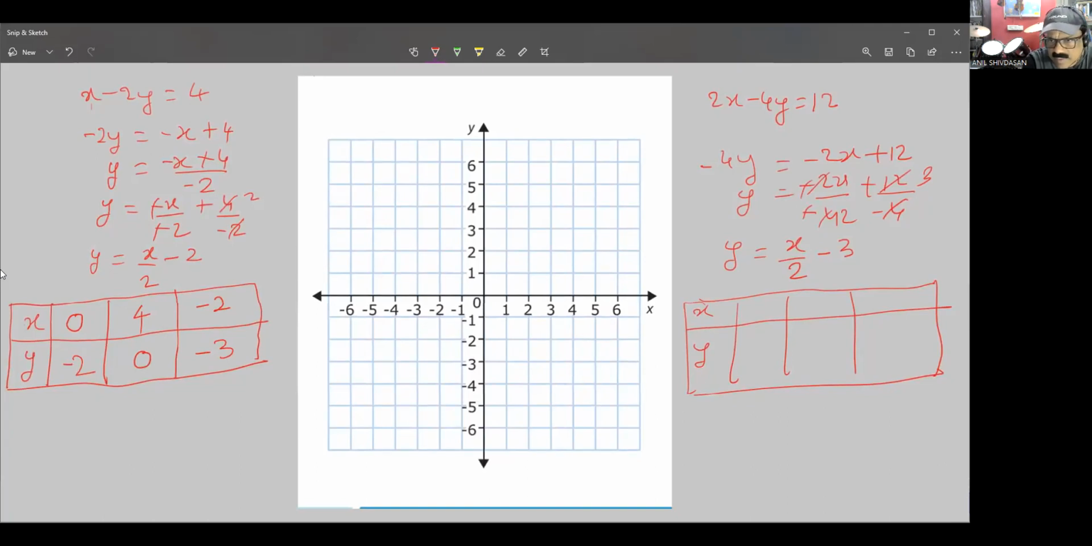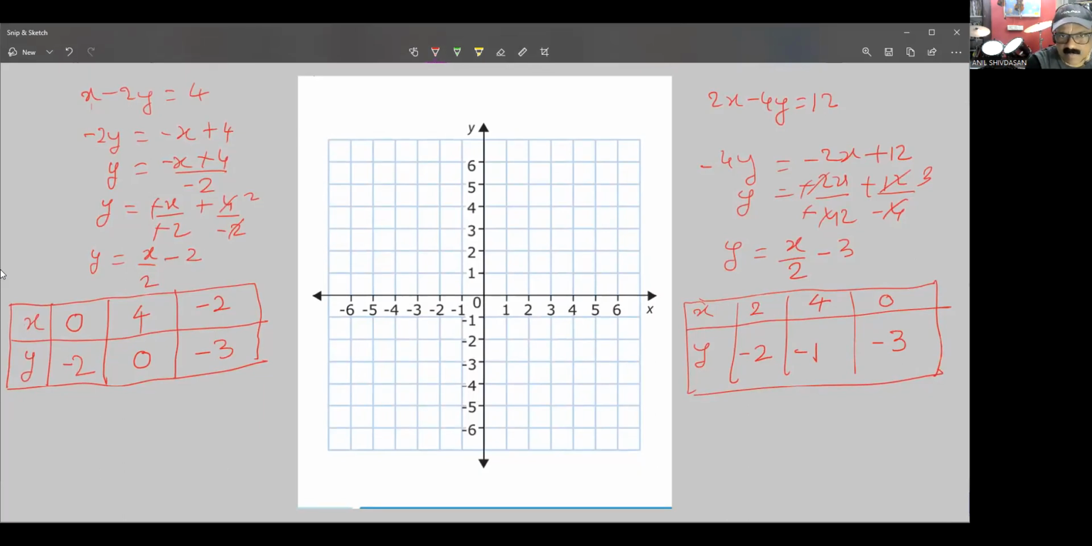Then the next one is x upon 2 minus 3. So suppose x is 2. So 2 upon 2 is 1, 1 minus 3 is minus 2. Then another one, let us take 4. 4 upon 2 is 2, 2 minus 3 is minus 1. And we could always take 0. 0 means x upon 2 is 0, so what is left is minus 3. So we have the 6 points ready to plot on the graph paper.